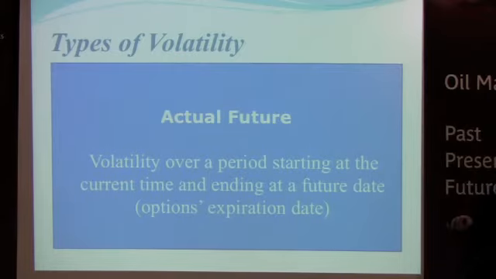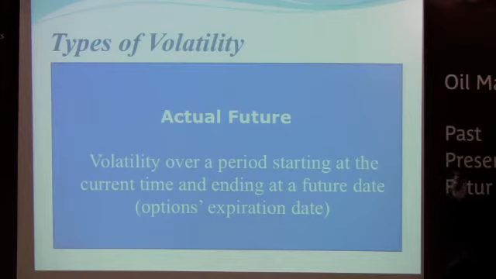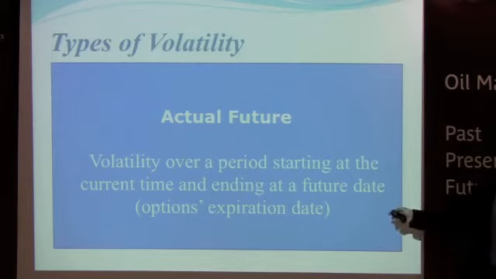It's volatility over a period starting at the current time and ending at a future date. Particularly, the future date is the option expiration date. I don't know if you ever came across the volatility smile. It's mainly a chart which explains the price action for an option since the beginning of the life of that option until the option expiration date.